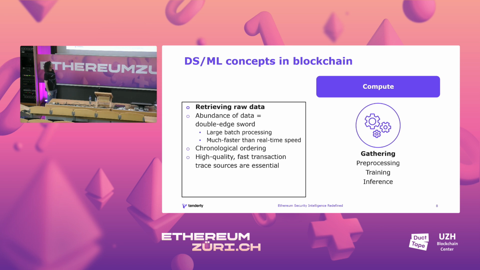Okay, so back to the other side, compute. Like I said, first stage, data gathering. Once again, the good thing is we have an abundance of data, but the problem is that you have to find a really efficient way to process it and store it. It's really important that you do it in parallel, much faster than real-time transactions are happening. So it's of utmost importance to have a high-quality, fast transaction trace source. If you haven't tried, check Tenderly.